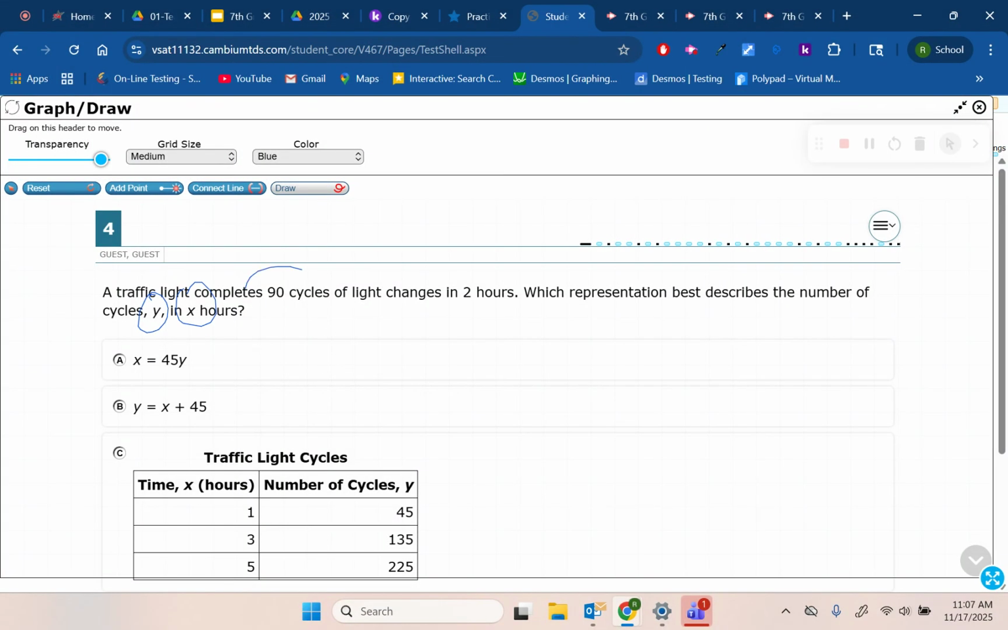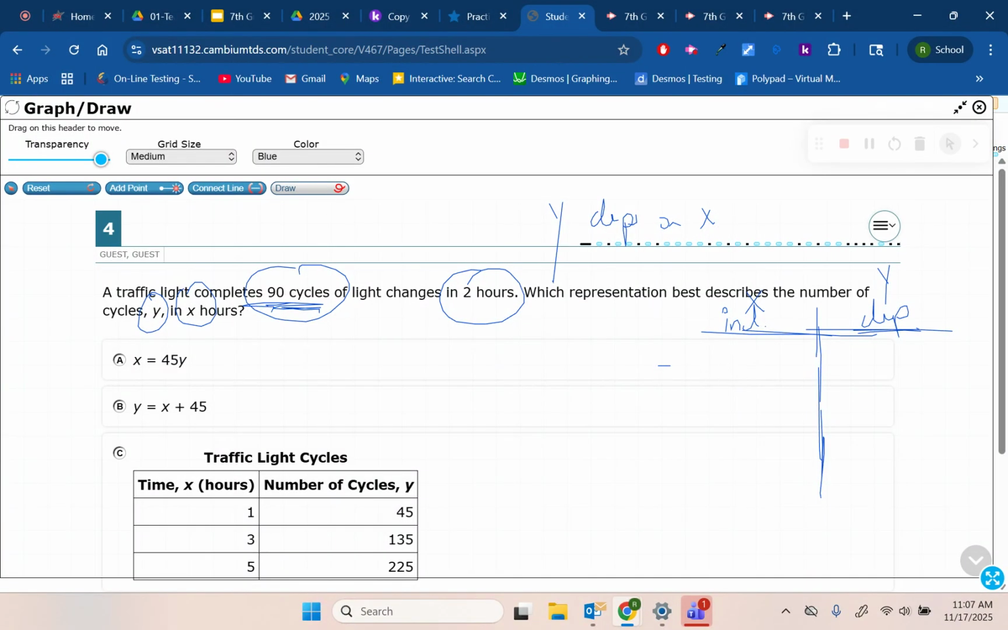I do know one thing. I got 90 cycles in 2 hours. We taught you things in sixth grade, like independent and dependent, right? X is my independent. Y is my dependent. And one thing we should have taught you is that Y depends on X. Independent variable, dependent variable, and so on.